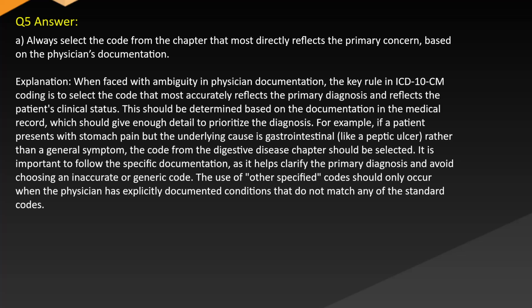For example, if a patient presents with stomach pain, but the underlying cause is gastrointestinal, like a peptic ulcer, rather than a general symptom, the code from the digestive disease chapter should be selected. It is important to follow the specific documentation as it helps clarify the primary diagnosis and avoid choosing an inaccurate or generic code. The use of other specified codes should only occur when the physician has explicitly documented conditions that do not match any of the standard codes.